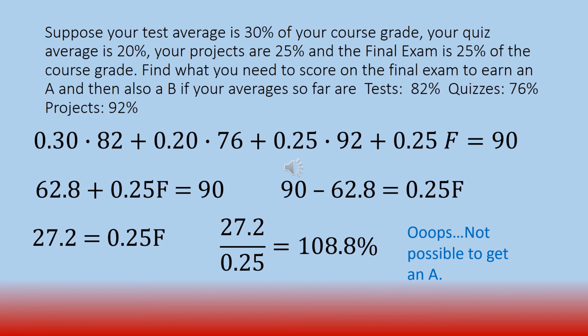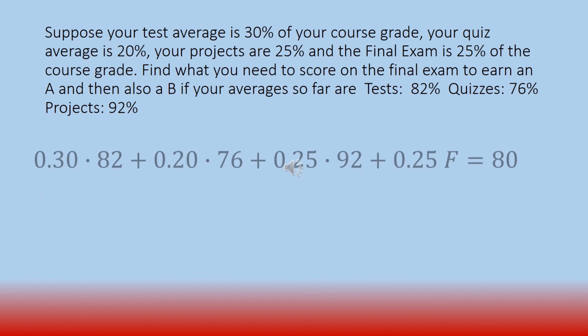27.2 divided by 0.25, though, gives you 108.8%, and that is too high to actually get an A. So you're not going to be able to get an A.